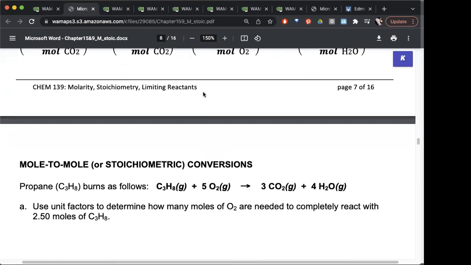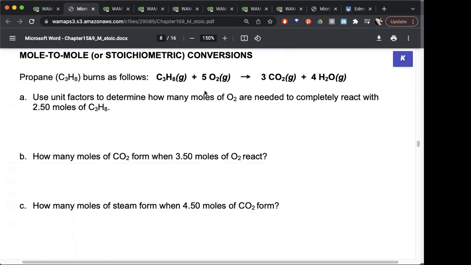Mathematically, it looks similar to what we've done before, but now we're going to use the mole-to-mole relationships from a chemical equation to change those labels. So let's do a few of these.